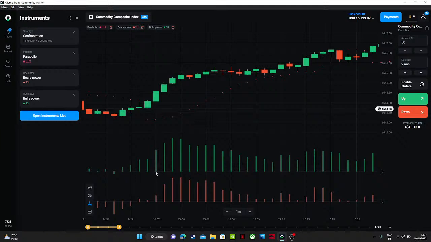Okay, so if the bull's power bar is above the zero line, then this is a green flag for the upside trade. And if the bear's power is also above the zero line, then it is another green flag for an upside trade. So the parabolic shifted below the candle. Bull's power is above the zero line. Bear's power is also above the zero line. Both of them are indicating an upward price movement. At this point, you will make an upside trade.